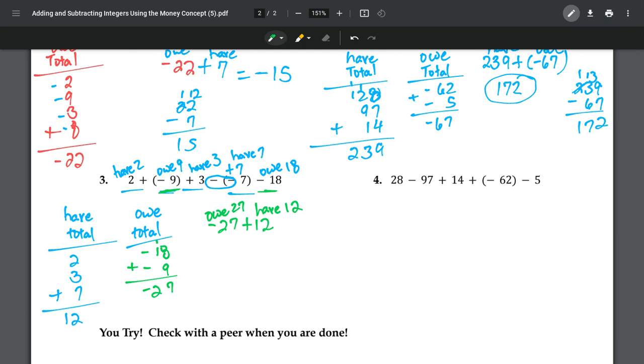Give me the 12 that you have, but you still owe me money. You owe me a total of 27. How do you figure out how much you still owe me? Well, subtract the 12 that you give me from the total. Let's see, it's 15. You still owe me 15. So because you still owe me, make it negative. So this answer is negative 15.